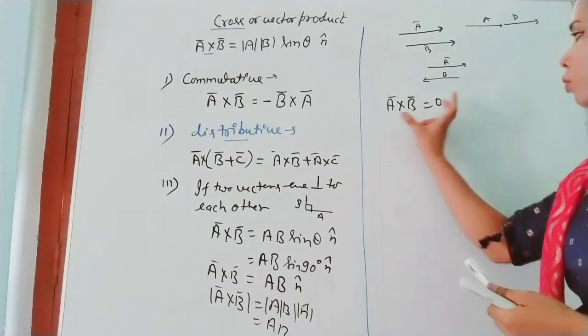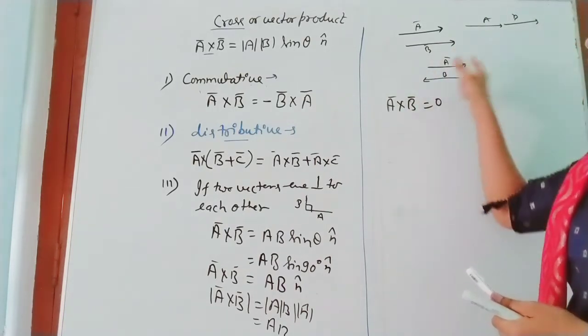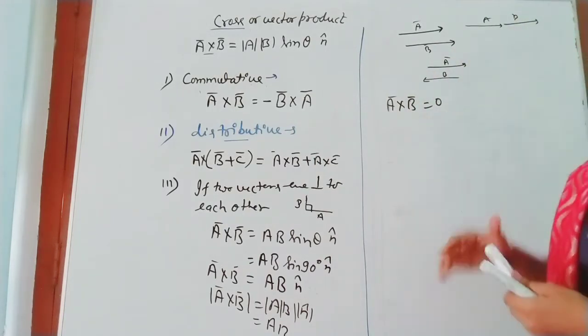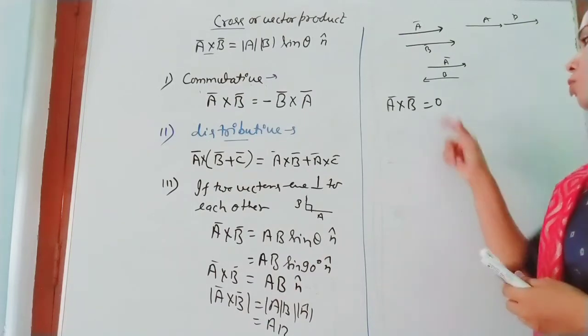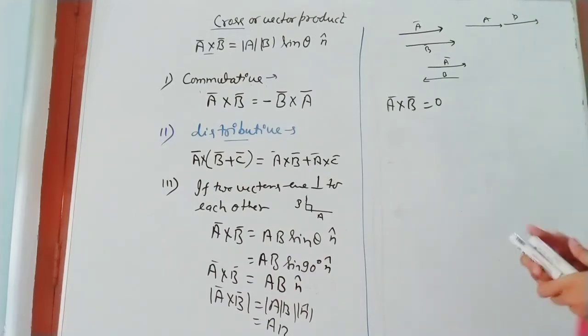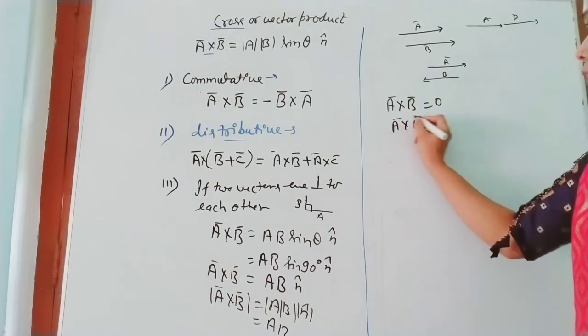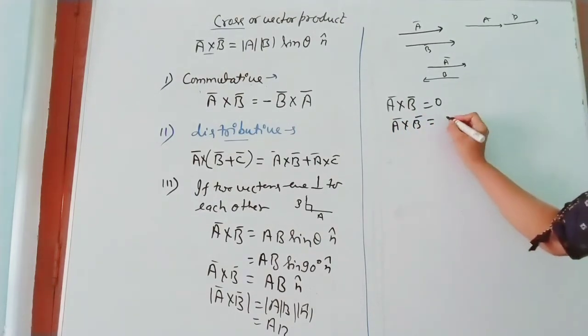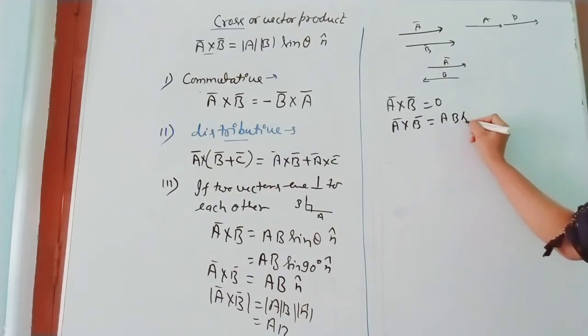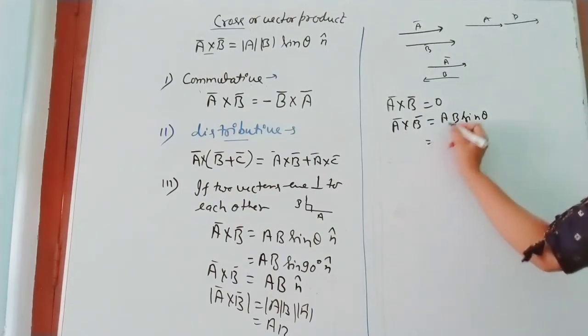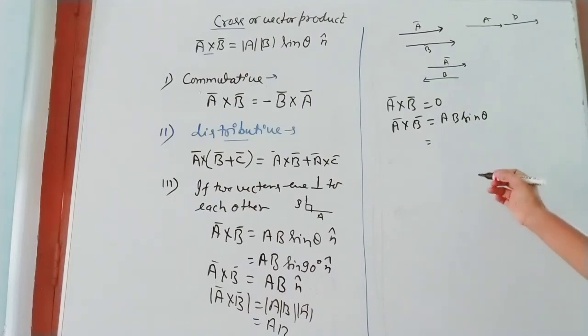So A cross B, if two vectors are parallel to each other or anti-parallel to each other or collinear, then the cross product of these vectors equals 0. How? That I have explained. A cross B equals what? A cross B equals AB sin theta. Now see, A equals, you can also write, a unit vector.